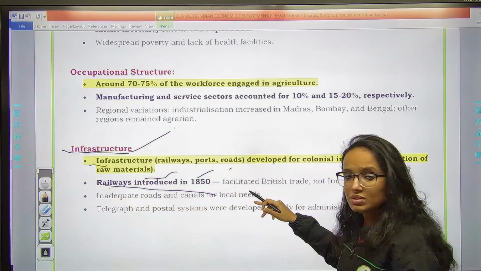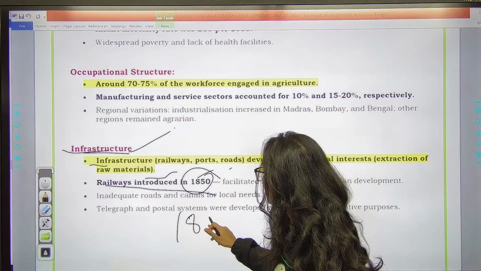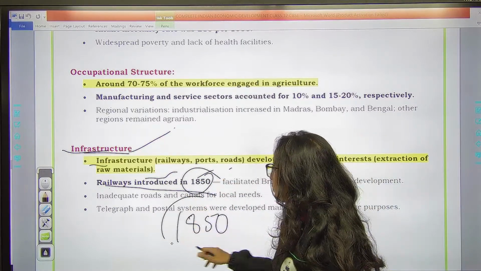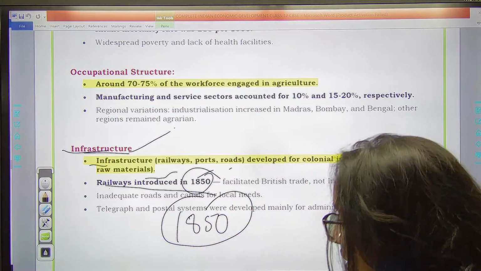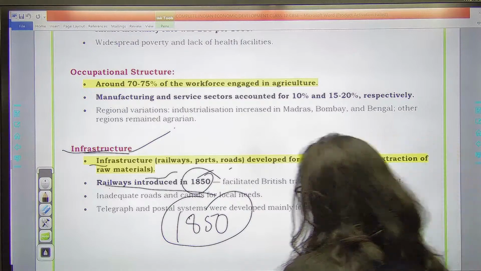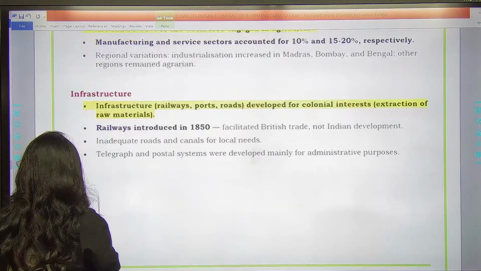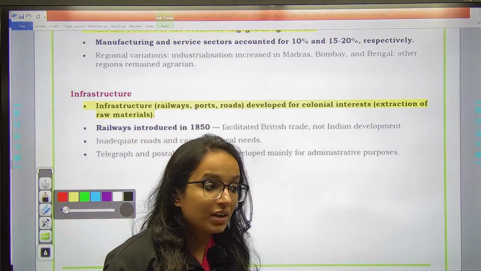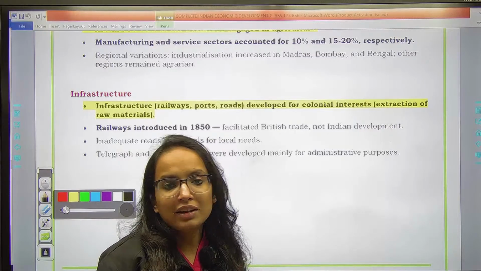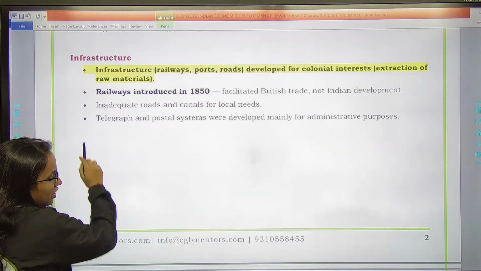Railways were introduced in 1850, not 1950, 1850. The first train ran between Mumbai and Thane, and it facilitated British trade. Although their purpose was facilitating their own trade and quick transportation of their arms and ammunition, in the longer term it benefited India because of good infrastructure development.